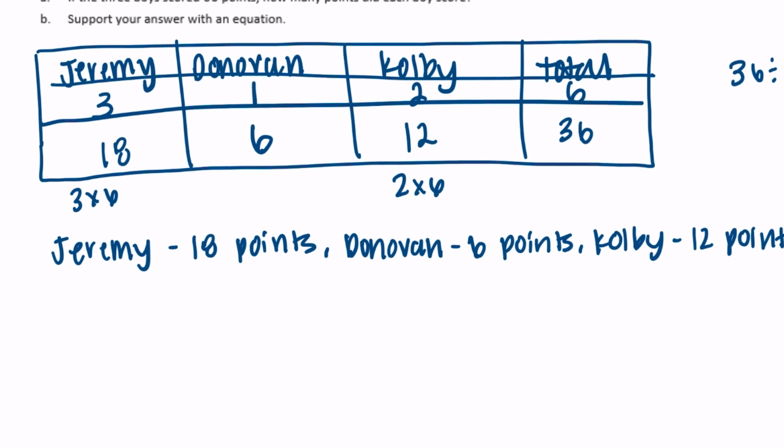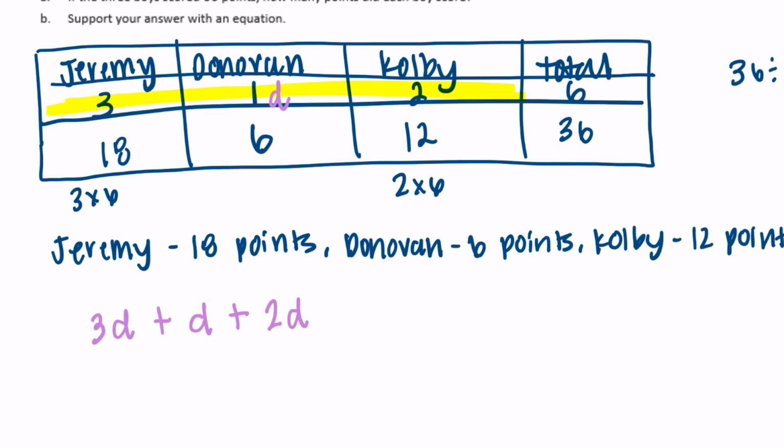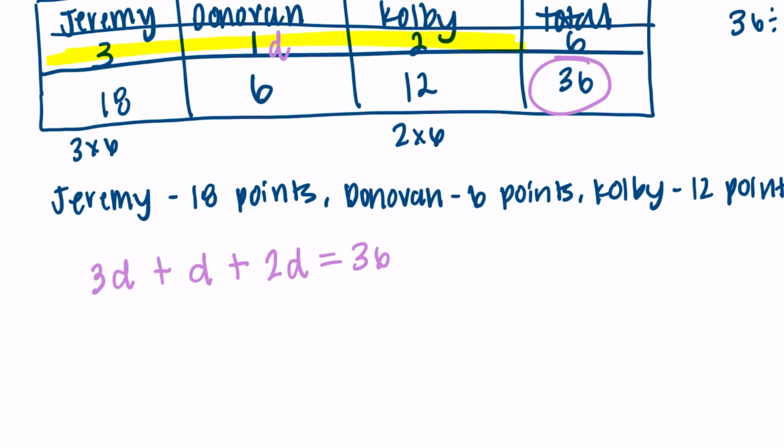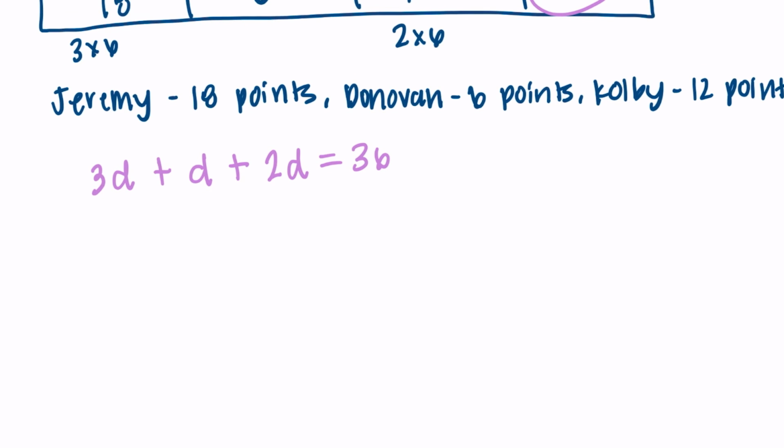Okay, support your answer with an equation. So looking at my chart here, I'm going to choose the person to be the variable who is just 1. So that's going to be Donovan. So I'm going to use Donovan as D. So Jeremy would be 3 of Donovan's points, 3D, plus Donovan is just 1 D, plus Colby was 2 of Donovan's points, 2D, and they all added up to 36 points. So 3D plus D plus 2D is 6D.